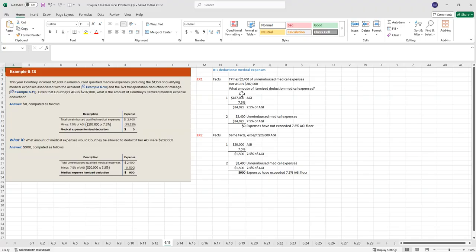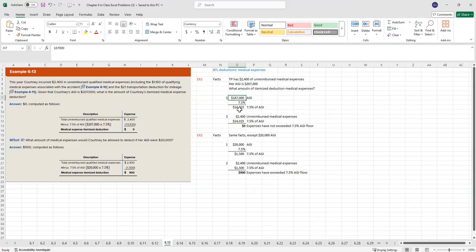So when we talk about medical, you want to think the word floor. When we talk about charity, it's the ceiling, right? So C in charity equals C for ceiling. Medical, it doesn't work out with the letters like that. But here's an example, right?